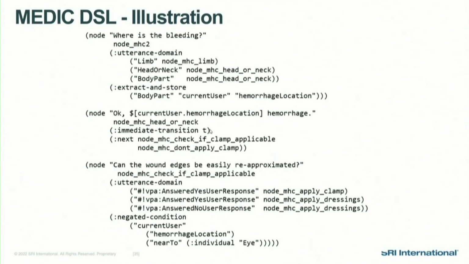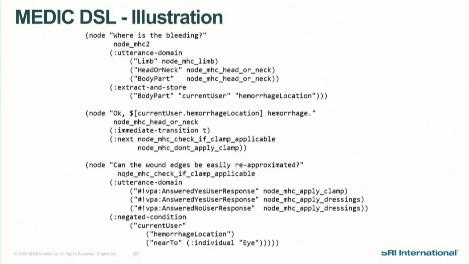And then immediate transition is set. This means this node doesn't wait for user input, but it directly transitions into one of the specified successor nodes now in the next clause, right? And which of these nodes is the successor? Well, it depends on which node is enabled or applicable, right? And that depends on further conditions.